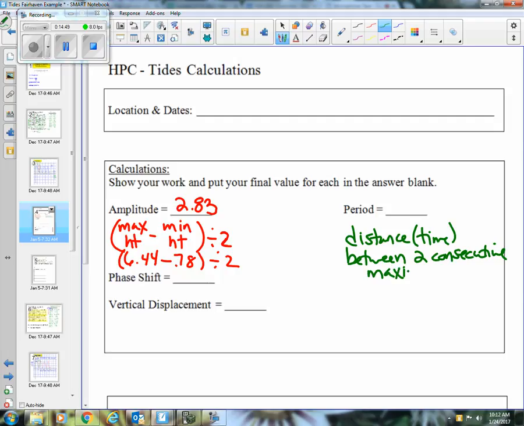All right, so 2 consecutive maximums or minimums, right? You could do it either way. So for me, if I go back to those numbers, that means I'm subtracting the x values. So it was 18.4 minus 5.9, which puts me at about 12 hours. So it's a little bit over 12 hours.